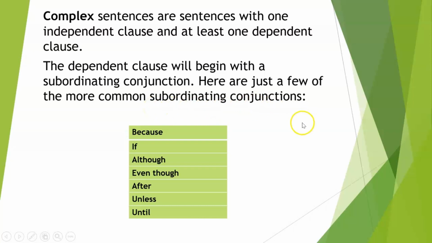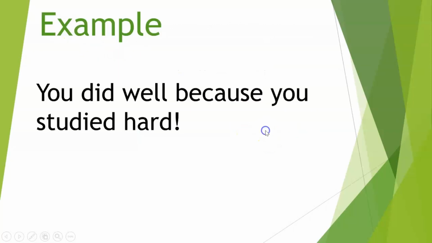So here is an example of a complex sentence. You did well because you studied hard. This is a complex sentence. Now, when we look closer at this sentence, we can see that we have an independent clause, and then after the independent clause, we have a dependent clause. We know that this is the dependent clause because it's beginning with a subordinating conjunction. In this case, the conjunction is because.